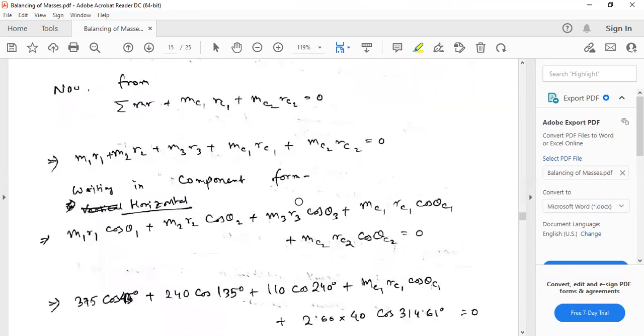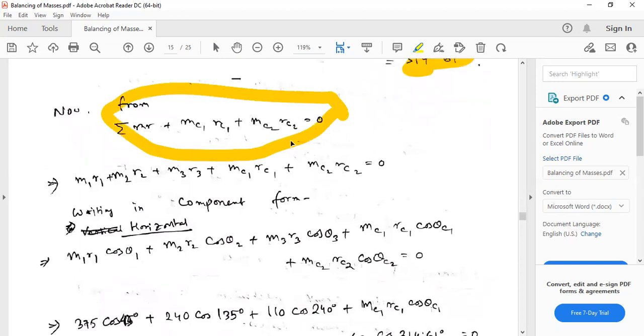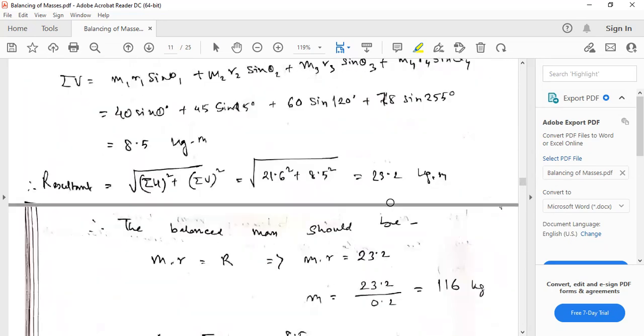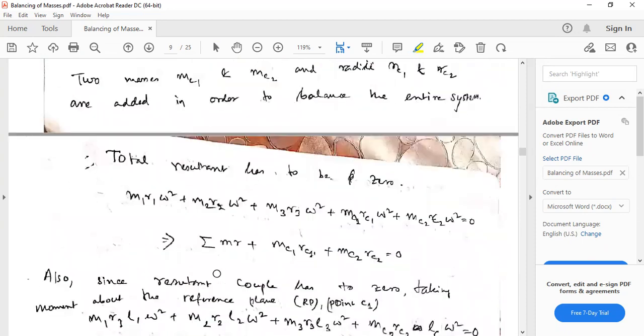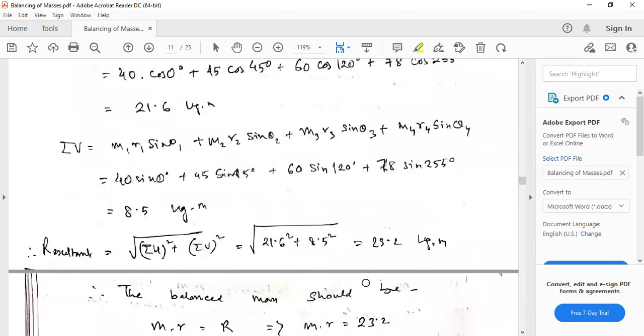So let's use the static balancing equation. We know this equation from here; we have learned it. The summation of all M1 R1, M2 R2, M3 R3, whatever, plus MC1 RC1 plus MC2 RC2. Omega square will get cancelled out. This is actually the combined version of these three, and these two will remain. So we can write it like that, and then we find their components.